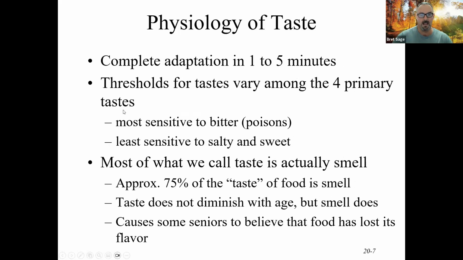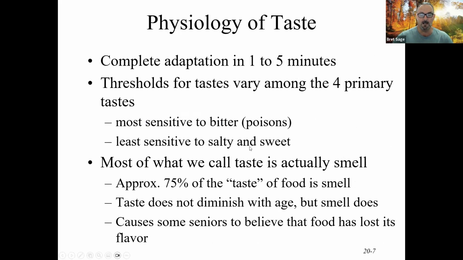What is the physiology of taste? Well, if you hold something in your mouth long enough, you can have complete adaptation in 1 to 5 minutes. Thresholds for taste vary among the 4 primary tastes. Most sensitive to bitter because bitter indicates poison. You don't want to swallow poison. So often when we taste something bitter, we regurgitate it or spit it out because it could indicate something poisonous.